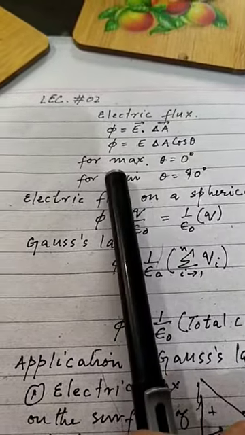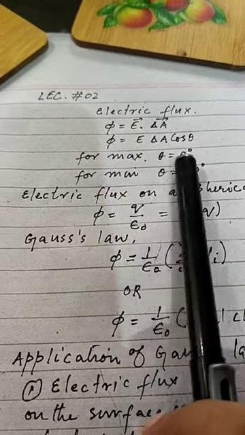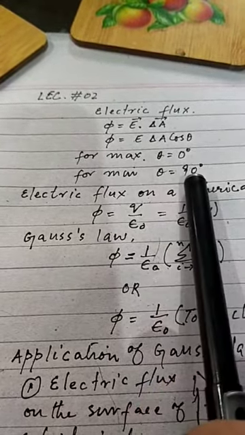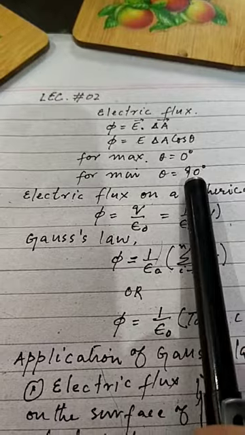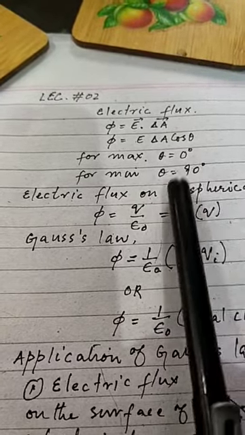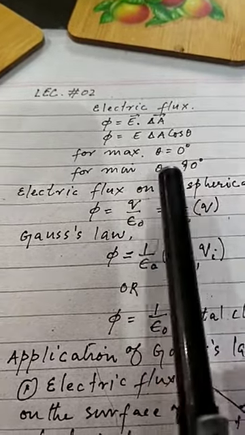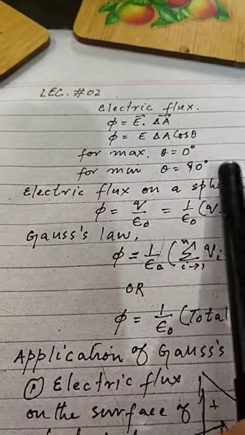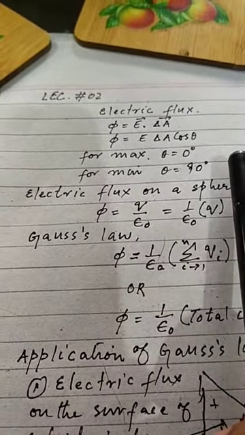If you have to obtain the maximum flux, then the angle between E and delta A should be 0 degree, and for the minimum flux, theta should be 90 degree. All these things have already been discussed in detail in lecture number 2, part 1.